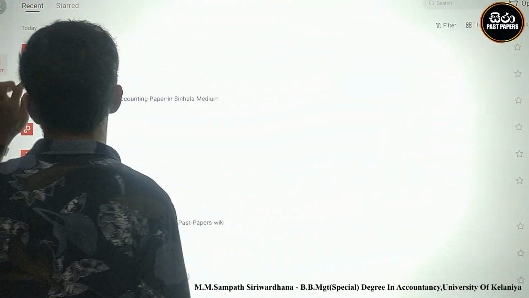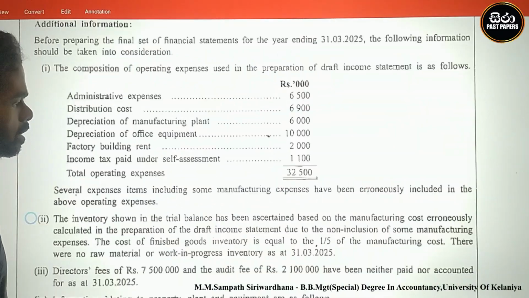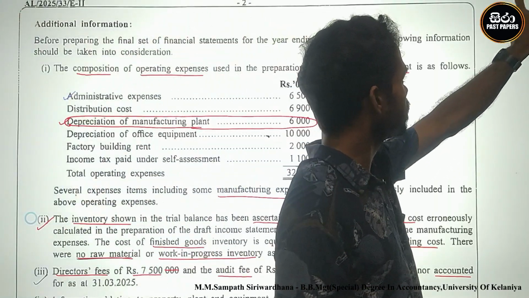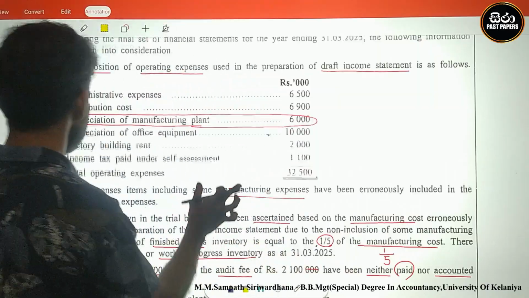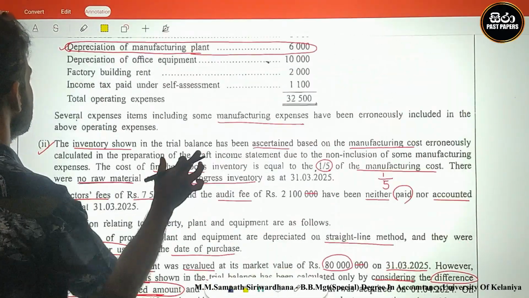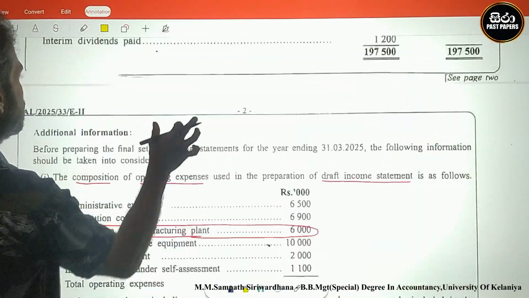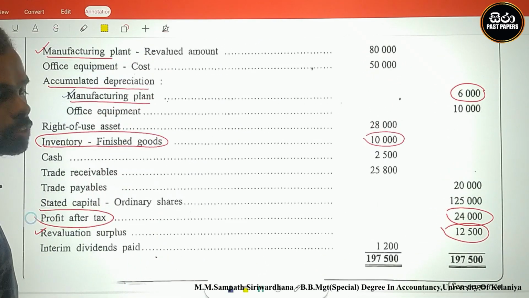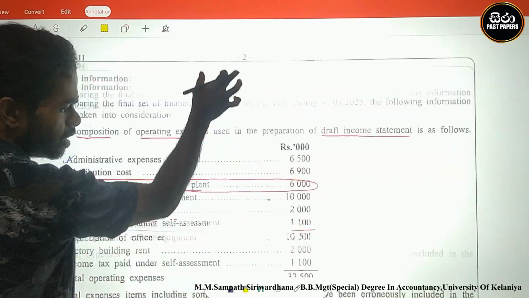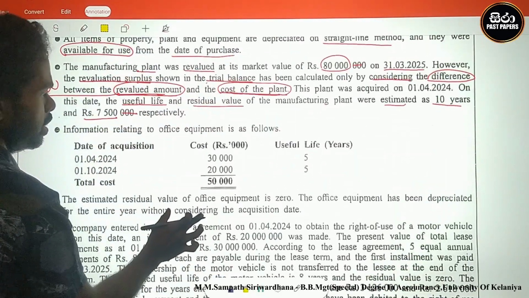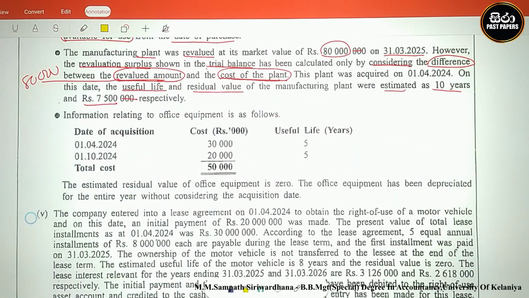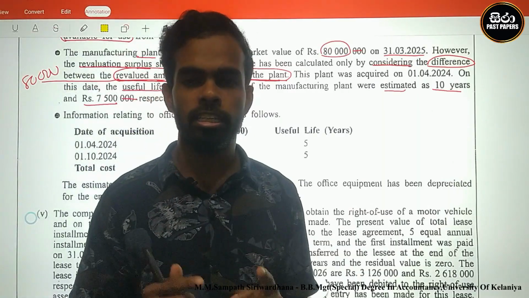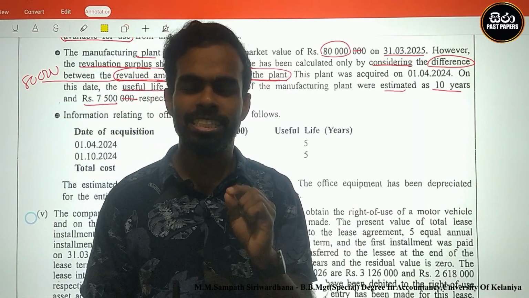Look here, what is the next adjustment? For the next adjustment, we already calculated manufacturing plant. In the next video, the depreciation was already done. For the manufacturing plant, accumulated depreciation has already been carried. And in the next video we meet the next bullet, the office equipment related adjustment. In the next video we meet this adjustment.